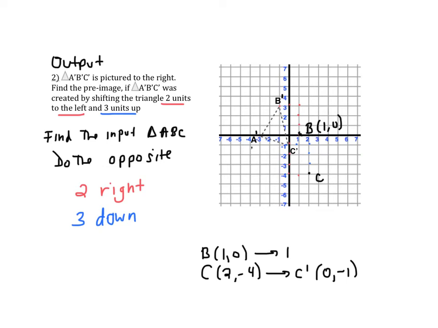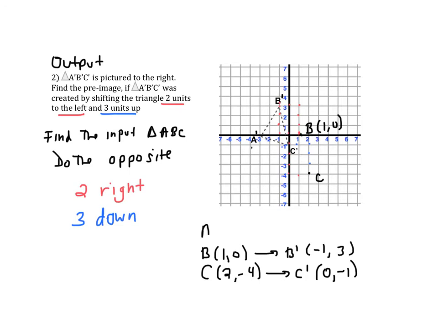And just double check it, see if you can get back to B prime by following the rule mentioned in the paragraph. So 2 units to the left. So start at B, 2 units to the left, 3 units up, 1, 2, 3. So it works. All right, and our coordinates for B prime were -1 and +3.